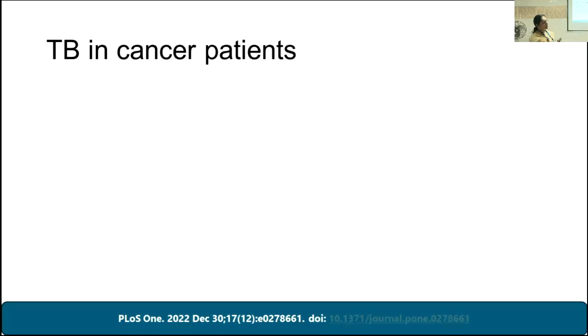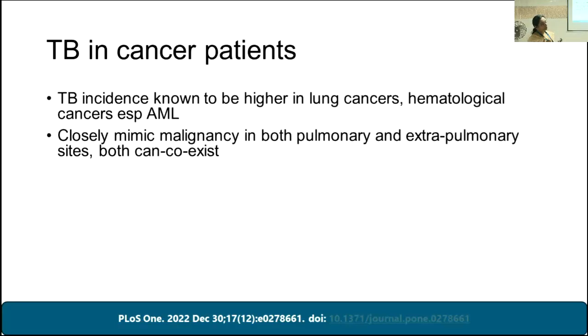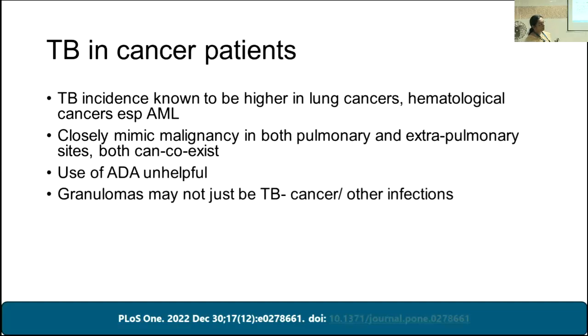TB, especially in lung cancers and especially in AML, has a slightly higher incidence than in other subgroups. So they can closely mimic malignancy. That's the problem, so you have to consider both. It can be together, or it can just be TB masquerading as malignancy.